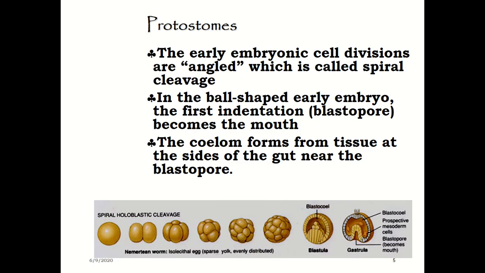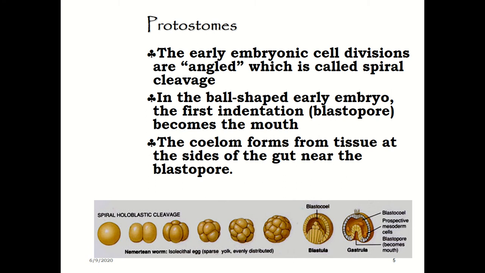So, the first group is protostome. The early embryonic cell division in protostomes is at an angle, which is called spiral cleavage. In the ball-shaped early embryo, the first indentation, as you can see over here, known as the blastopore, will become the mouth. The coelom will form from tissue at the sides of the gut near the blastopore.